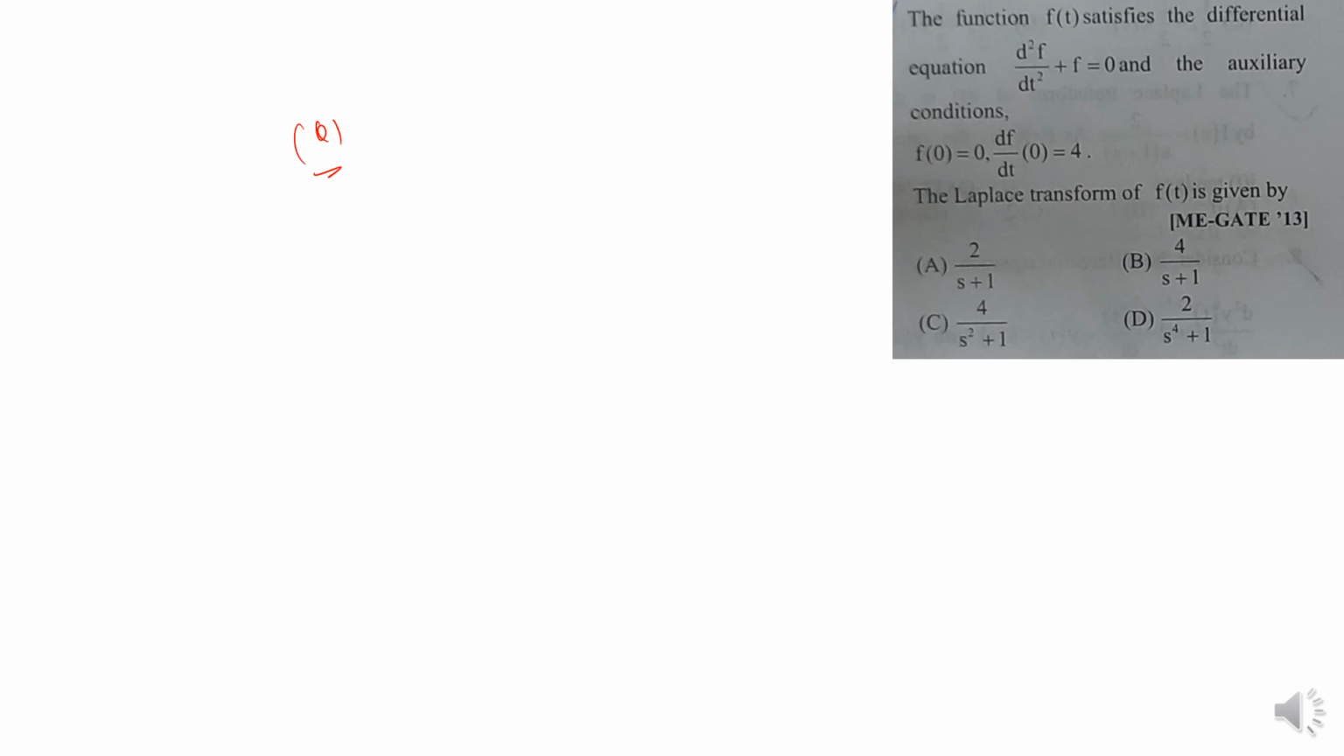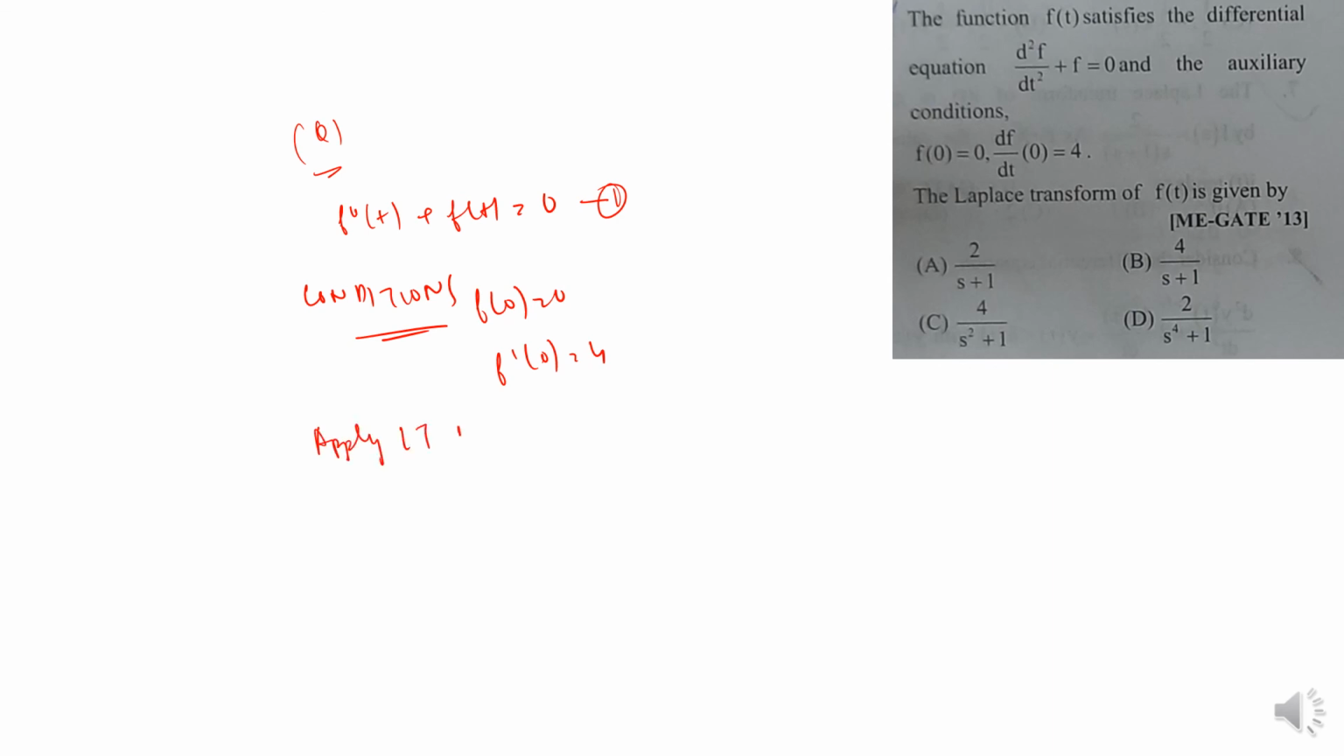Now the function f of t satisfies the differential equation f double dash of t plus f of t is equal to 0, and the conditions are f of 0 is equal to 0 and f dash of 0 is equal to 4. Then the Laplace transform of f of t. So what is this? Apply the Laplace transform to equation 1.